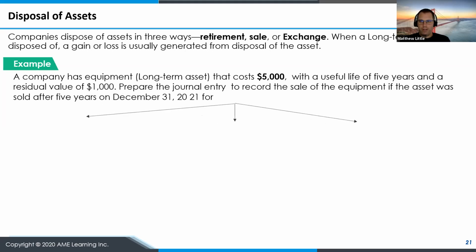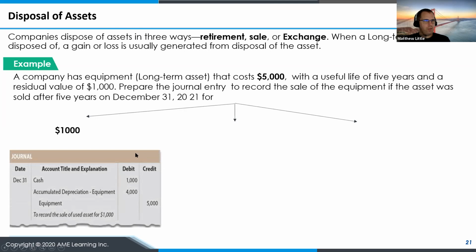We'll have 3 different scenarios. The first scenario, what if we sold it for $1,000? We would record the cash for $1,000, and the $1,000 matched our residual value or our net book value that's on our books. So it'd be as simple as removing the accumulated depreciation by debiting it by $4,000 and removing the equipment as a credit for $5,000. No gain or loss.